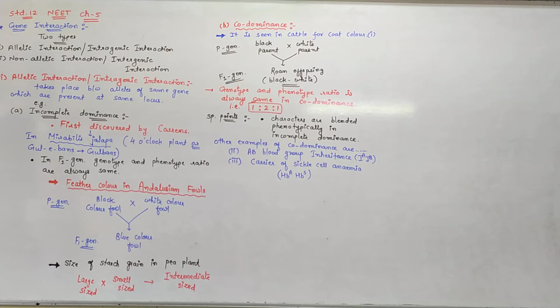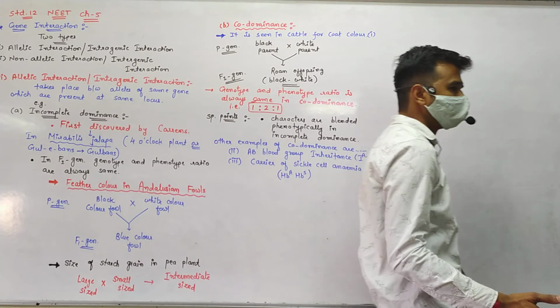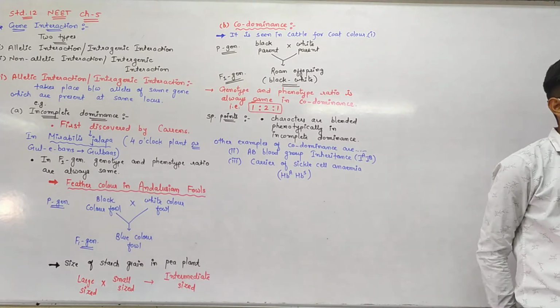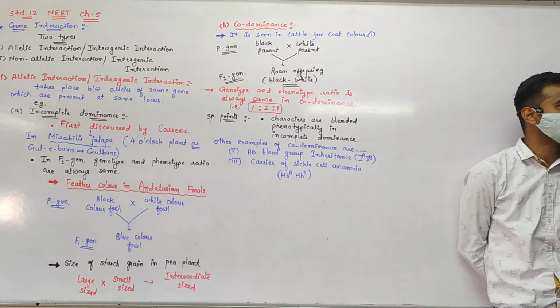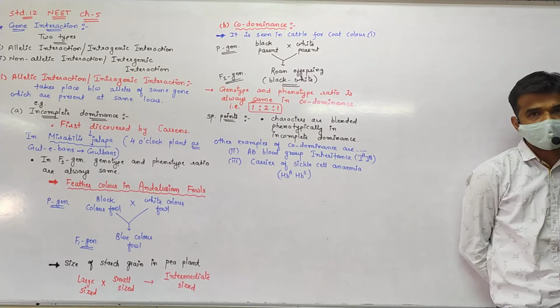As you know, in sickle cell anemia, what happened? RBCs become sickle shaped, or you can say half moon shaped. Why? Due to point mutation.